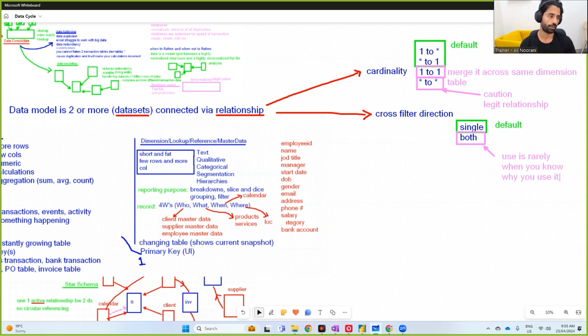Use it really when you know why you use it, right? What is the purpose of using both? Majority of the time, 99% of the time, single will solve the problem.